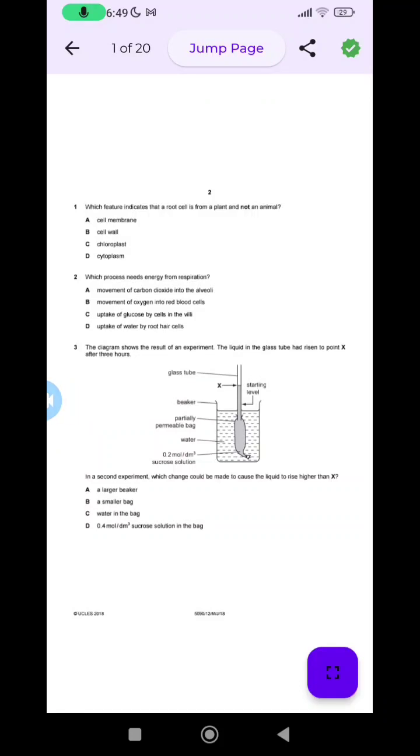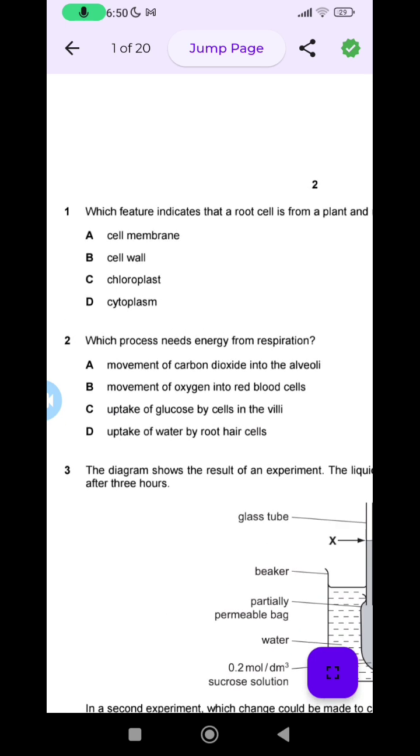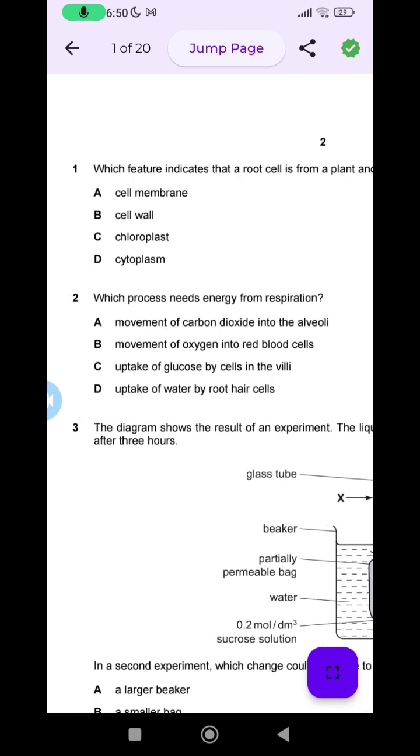Question number 1. Which feature indicates that a root hair cell is from a plant and not an animal? Now we can clearly see that there is only one option that is present in a plant cell but not in an animal cell, which is B, the cell wall. So B is the first answer. Cell membrane, chloroplast and cytoplasm are also present in an animal cell, so they are not the correct option.